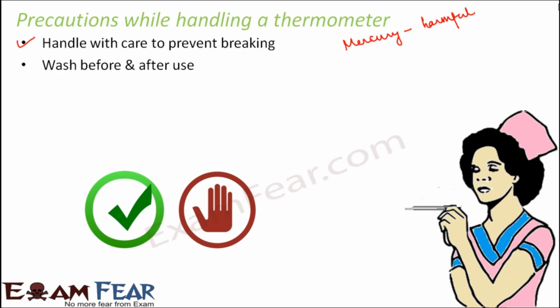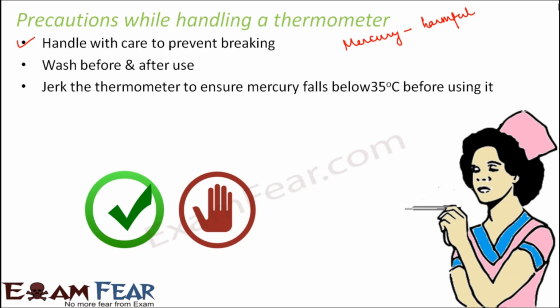Wash before and after use. It is necessary to wash because first of all the thermometer goes inside a person's mouth. So there might be a lot of germs or dirt or impurities inside the mouth. So it is important to clean the thermometer before it is used by some other person later. So that is one thing. Secondly, since the thermometer was heated up, it is important to wash it so that it comes back to its normal temperature, and moreover to maintain hygiene it is important to wash it. Jerk the thermometer to ensure mercury falls below 35 degrees Celsius before using it.